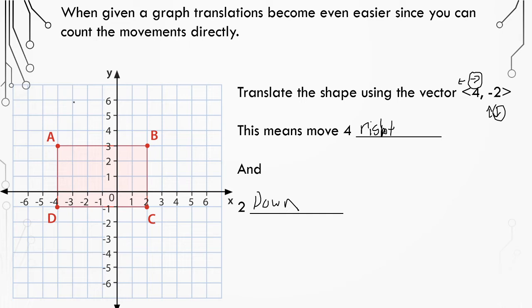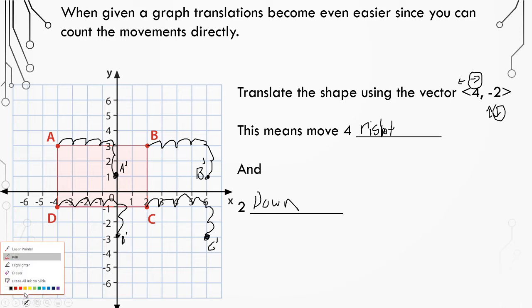I could actually write out the coordinates for each point and do this math, or I can just simply use the graph, right? So if I take A here, move 4 right, so 1, 2, 3, 4, and then 2 down, 1, 2. So here is where A prime is going to be. And then I can do the same thing for the other ones. So B, 1, 2, 3, 4 right, 1, 2 down. Here's B prime. And then 1, 2, 3, 4, 1, 2. Here's D prime. And then 1, 2, 3, 4, 1, 2, and here's C prime.